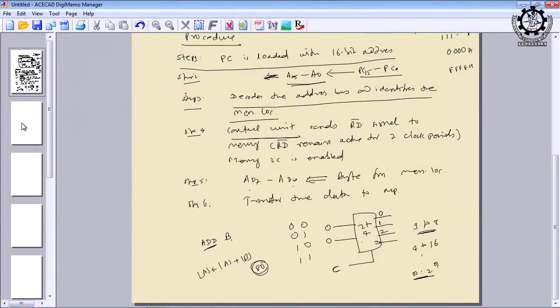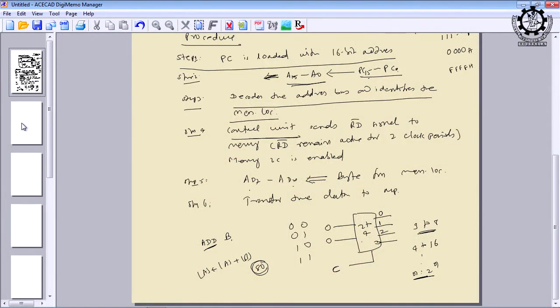What is step 2? Is it common or not? Yes, because PC0 to PC15 must be transferred to A0 to A15 irrespective of whether it is a memory read operation or memory write operation. You can easily understand from this. What about step 3? That is also common. Why? Because at any cost we have to identify a location.